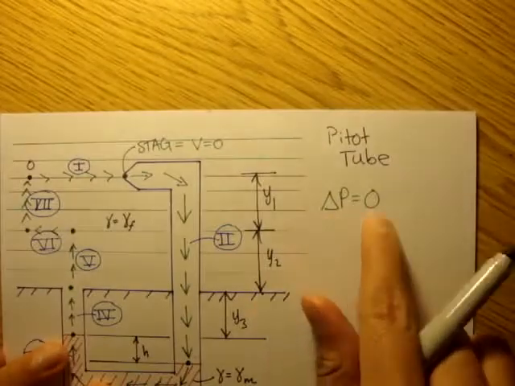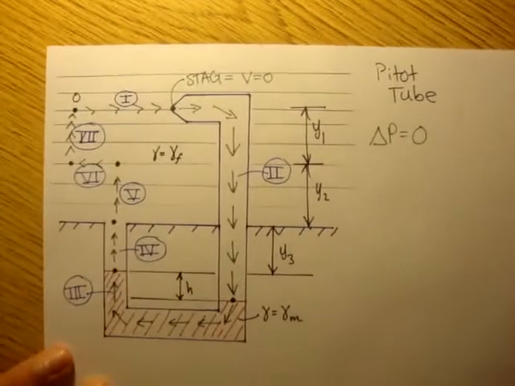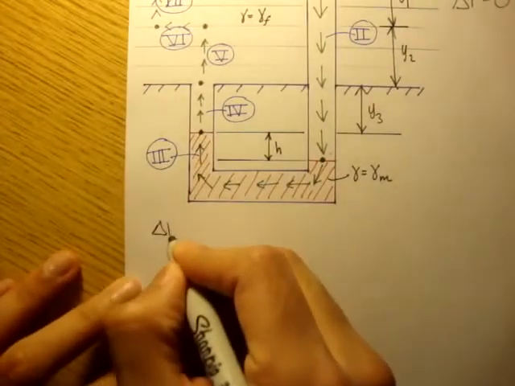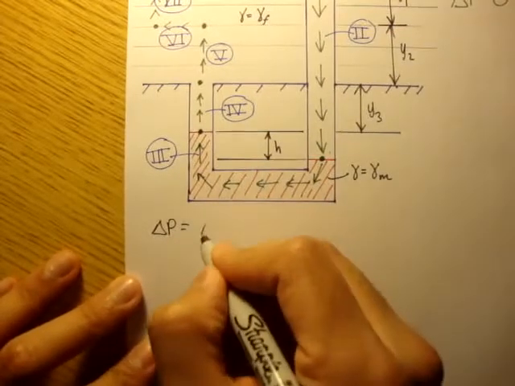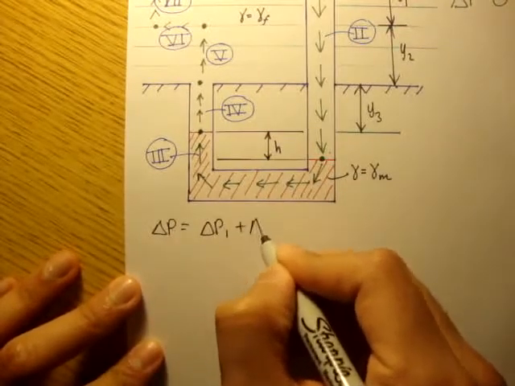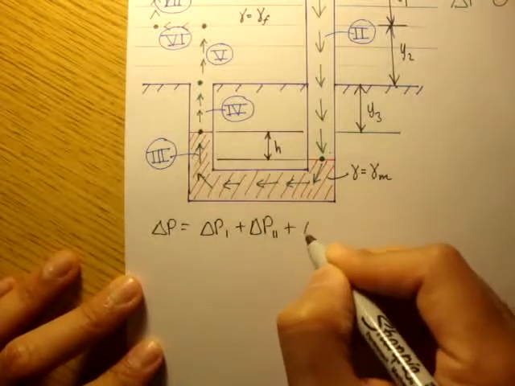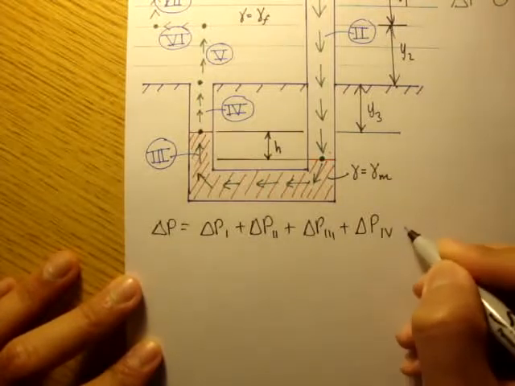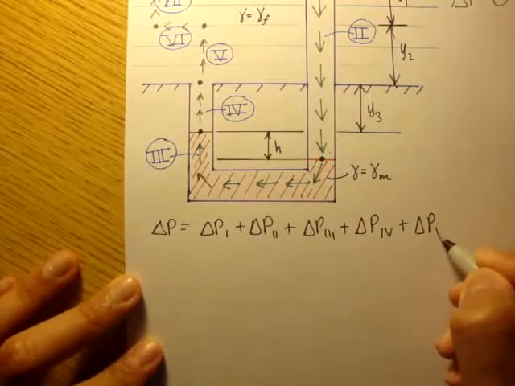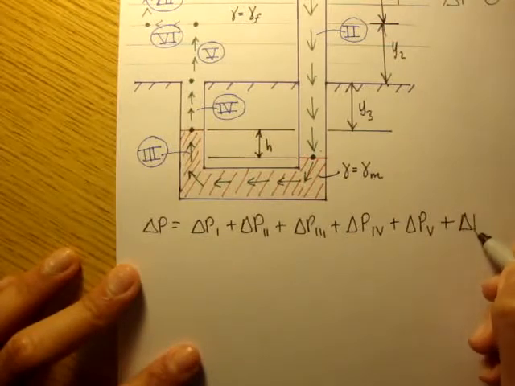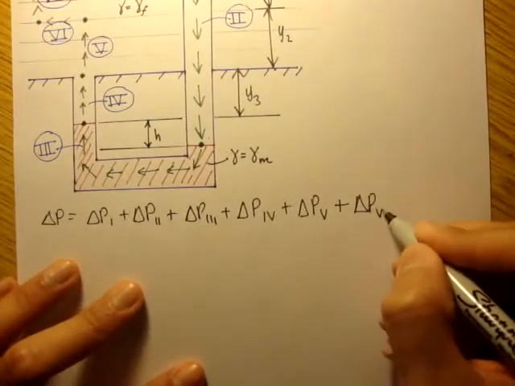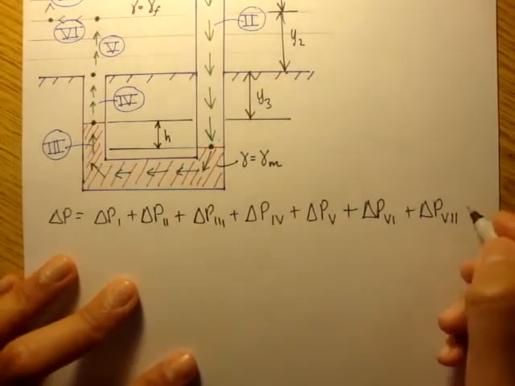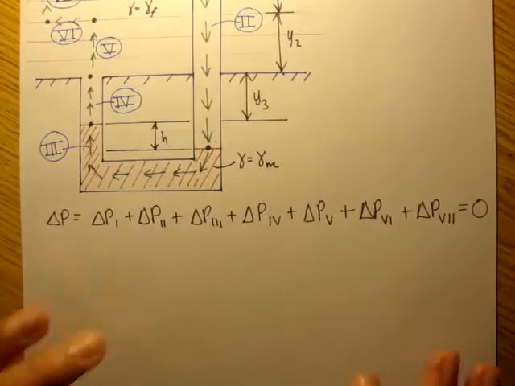Remember, we said the total change in pressure is going to be equal to 0 along this entire path. So let's write that down. The change in pressure is equal to the change in pressure of path 1 plus the change in pressure of path 2 plus path 3 plus path 4 plus path 5 plus path 6 plus path 7. All of this is going to be equal to 0.